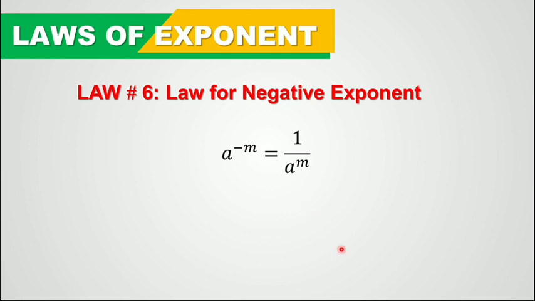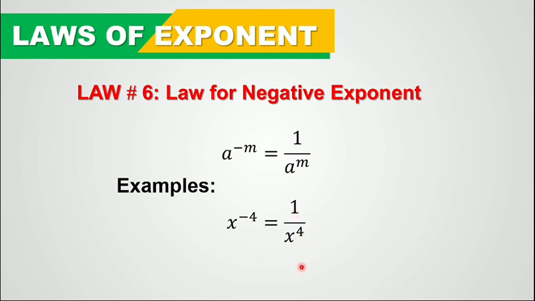So let's try this example. For example, x to the power of negative 4. Automatically, we will write 1 at the numerator and then copy the term, and then we will change the sign of the exponent into positive. So that becomes 1 over x to the power of 4.